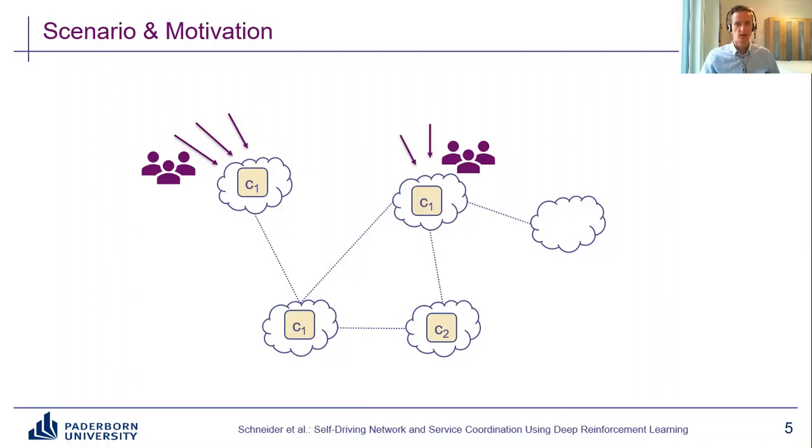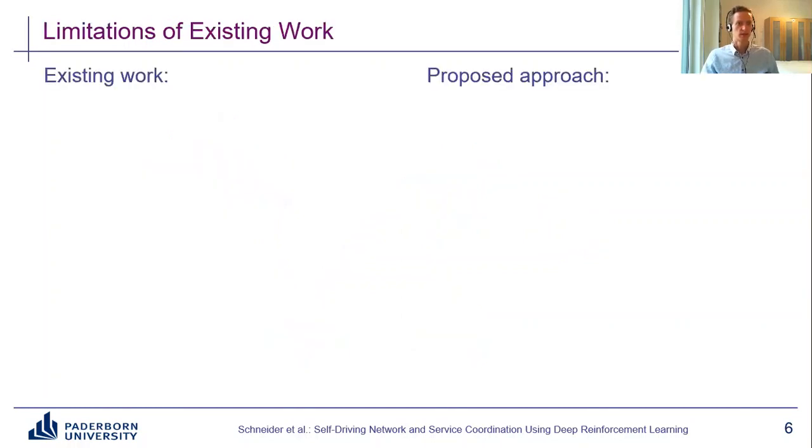scheduling online. Now, this whole network and service coordination problem is not new, so there is a lot of existing work. But when we looked at existing work, we found at least three major assumptions, three major limitations when trying to apply this existing work to practice, and that's what we're addressing in this work here. So let's have a look at what these limitations are.